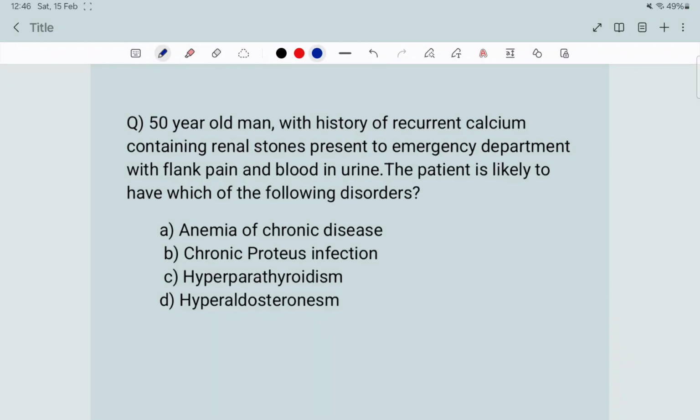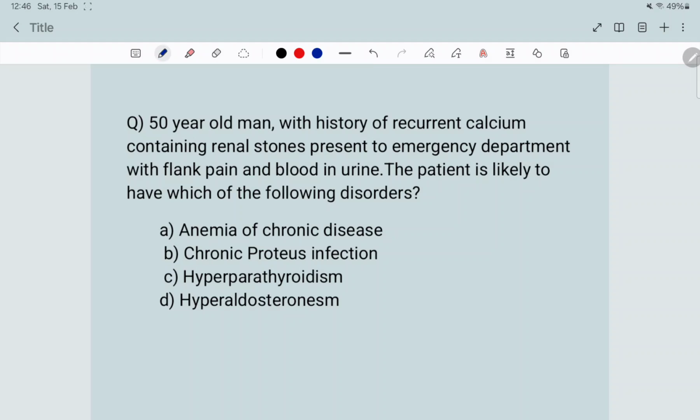Question goes like: a 50-year-old man with history of recurrent calcium containing renal stones presents to the emergency department with flank pain and blood in urine. The patient is likely to have which of the following disorders? A. Anemia of chronic disease. B. Chronic Proteus infection. C. Hyperparathyroidism. Or D. Hyperaldosteronism. So in this question, I would like to discuss all the options first.